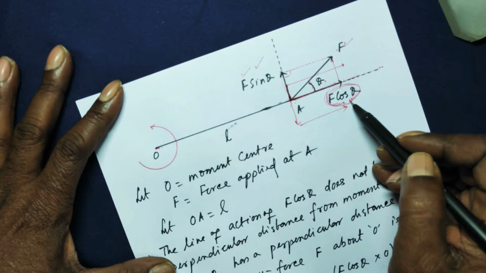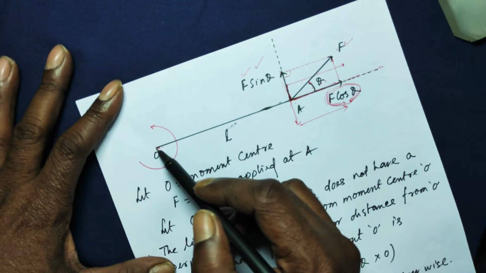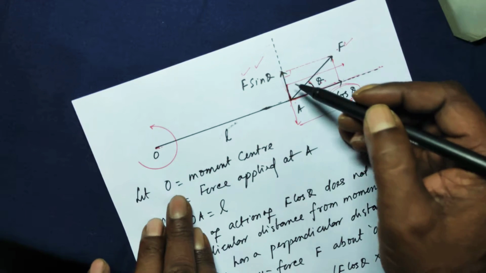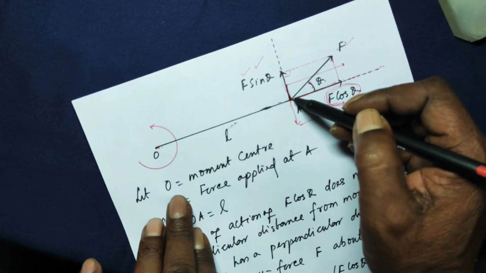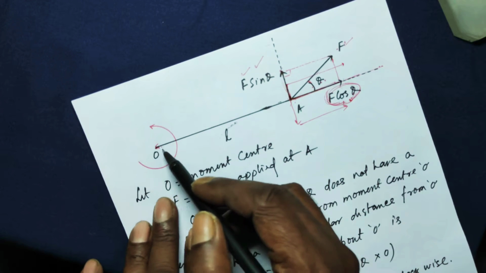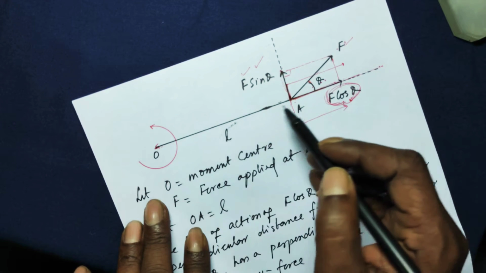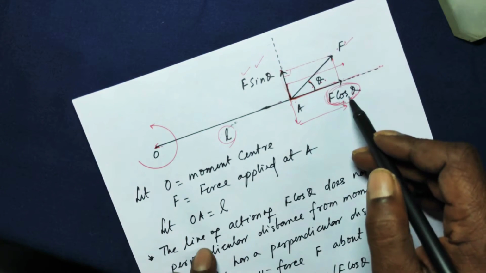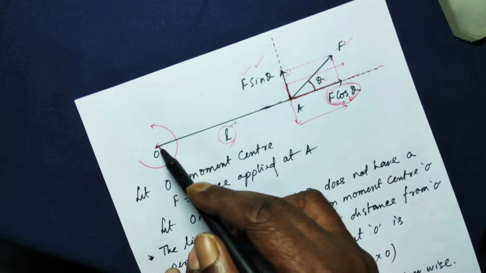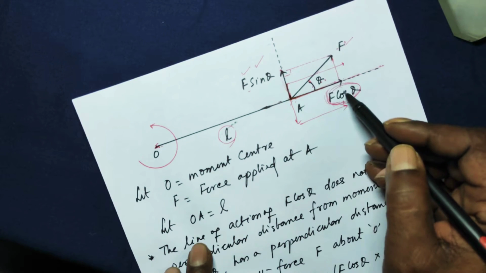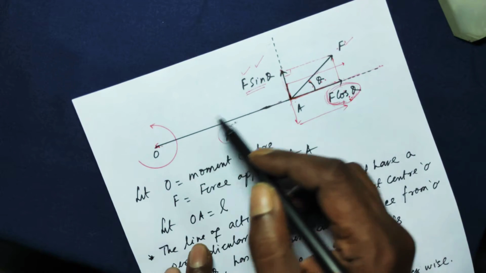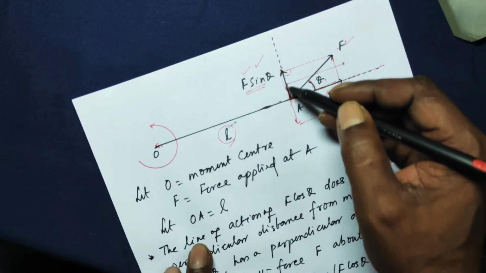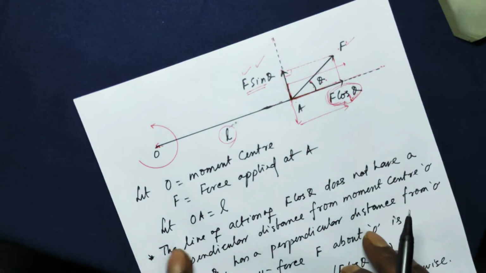Therefore, F cos theta does not have a perpendicular distance from the point O to have its turning effect. But F sin theta, if you look at F sin theta from the point O, has a perpendicular distance from this point to this point, which I have represented as L. So F cos theta will not have a turning effect about O, but F sin theta will have, because F sin theta has a perpendicular distance from the point O to its line of action.